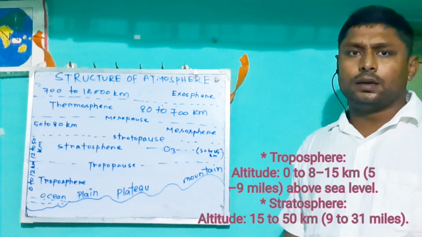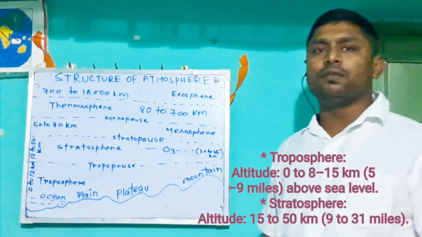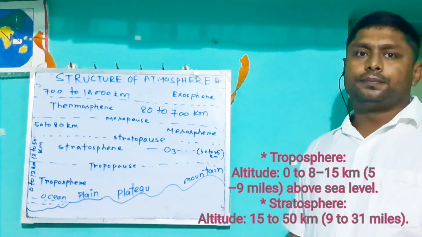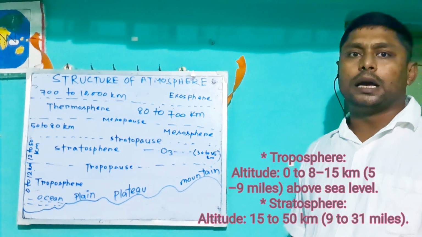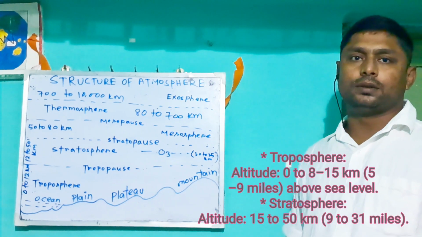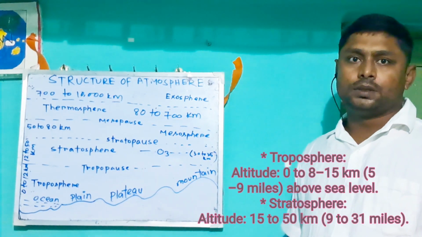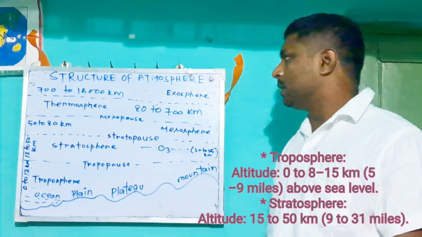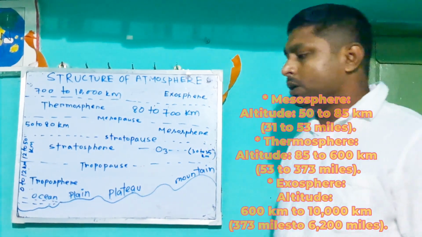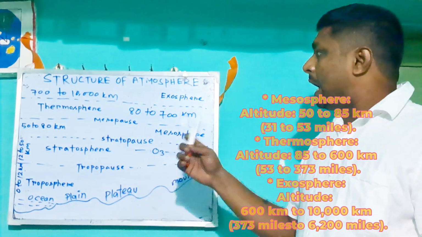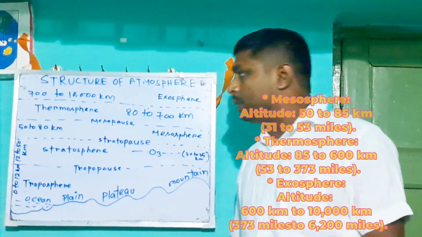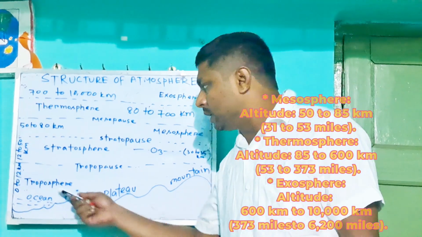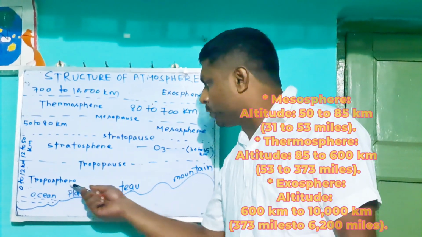This atmosphere is divided into 5 different parts based on the temperature and composition of the gases. These 5 layers together are called the structure of the atmosphere. Today I will discuss the atmosphere layer by layer. You can see here, in the down part, it is called the troposphere.